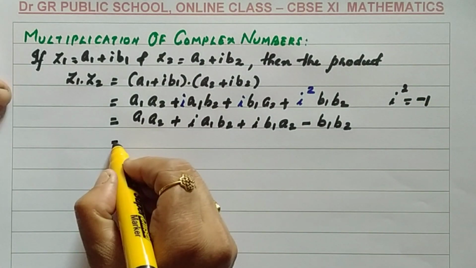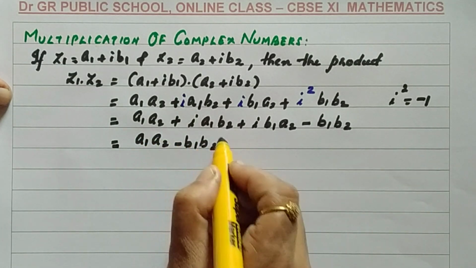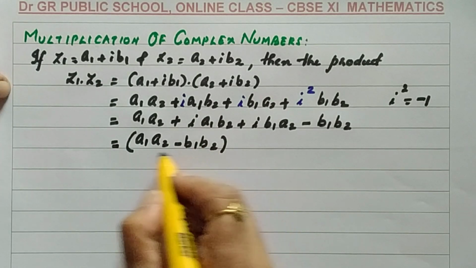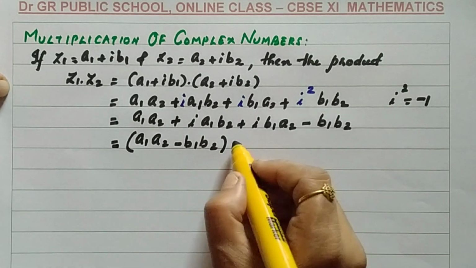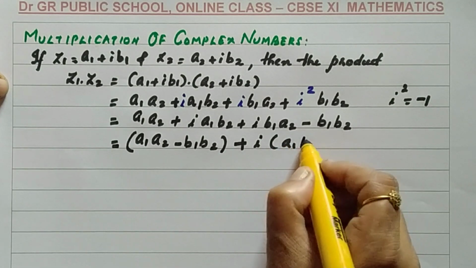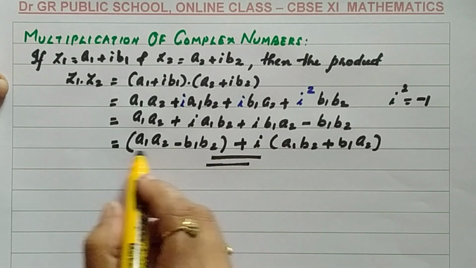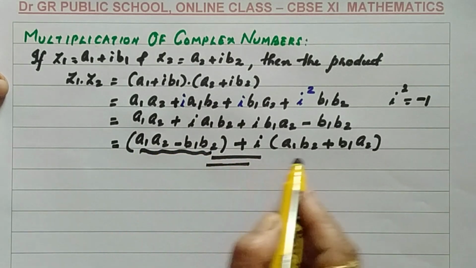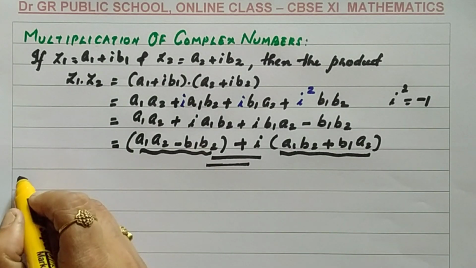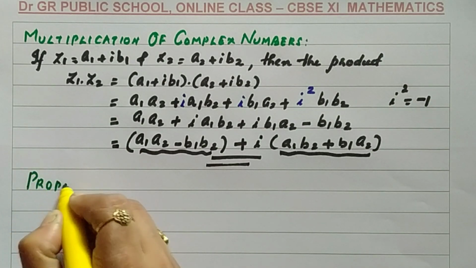Now I am going to combine the like terms: a1 a2 minus b1 b2. Numbers not having any i or imaginary part along with them are called real numbers. So a1 a2 minus b1 b2 is the real part, plus from these two terms I am going to take an i common outside. So a1 b2 plus b1 a2. You can see that it is also a complex number, having this one as the real part and this one as the imaginary part. Then, just like the properties of addition, multiplication also holds some properties. Properties of multiplication.